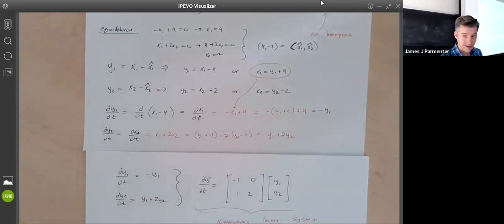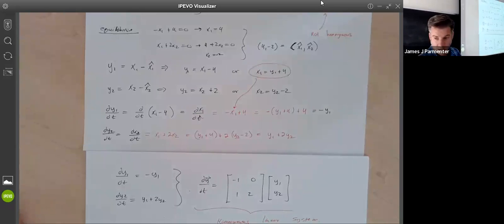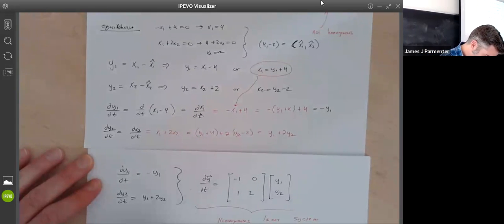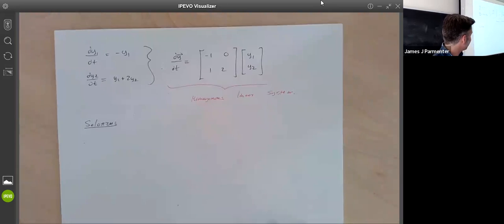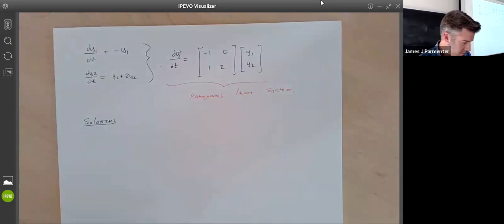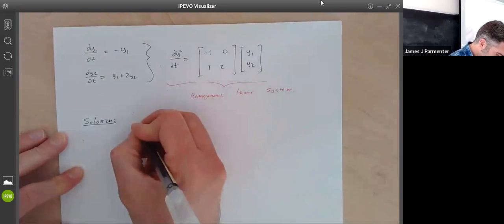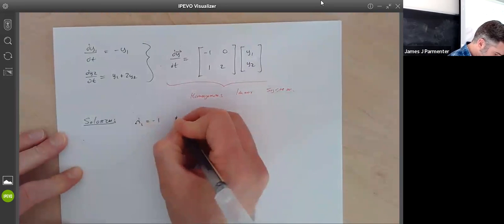Which we totally know how to solve. Yeah, we can do it. Okay, let's find the solution. Now, luckily, we're in a pretty good spot here. Our eigenvalues are also easy to see. Our eigenvalues are negative 1 and positive 2.